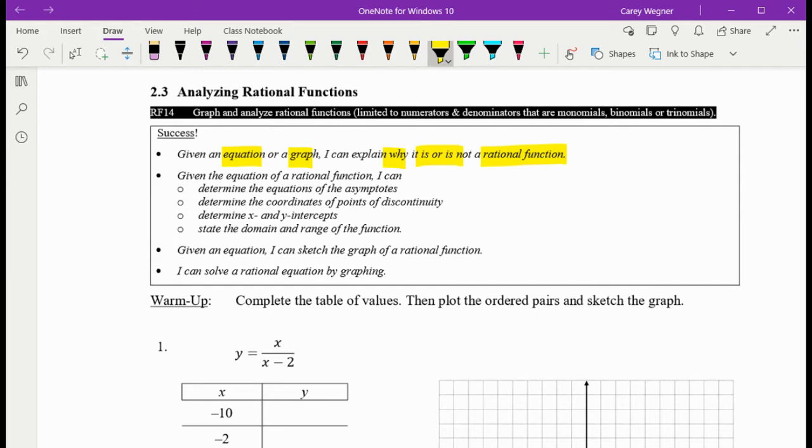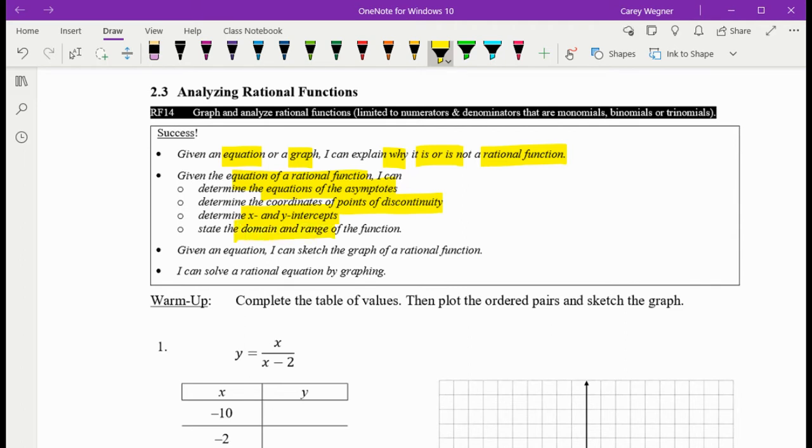Next, if we're given the equation of a rational function, we want to be able to determine equations of asymptotes. In grade 11, you looked at asymptotes, and we'll talk about those a little bit more in this lesson. We also want to determine coordinates of points of discontinuity. That's something completely new. Those are tiny holes in the graph. Next, we want to be able to determine x and y intercepts. Those are familiar, we've done that before. And then state the domain and range of the function.